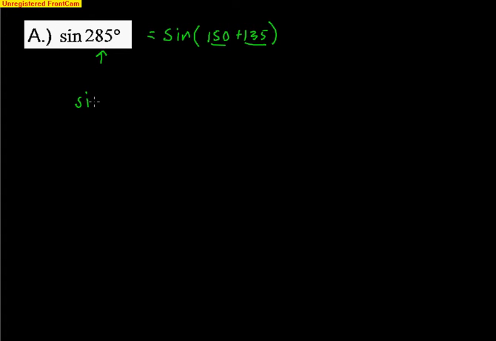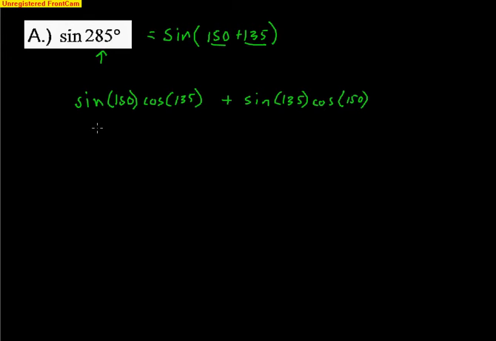So I'm going to do sine of the first, 150, times cosine of the second, 135. And it's a plus sign. Sine does what it says. And then I have sine of the other angle, which was 135, times cosine of the first angle, which was 150. Okay?